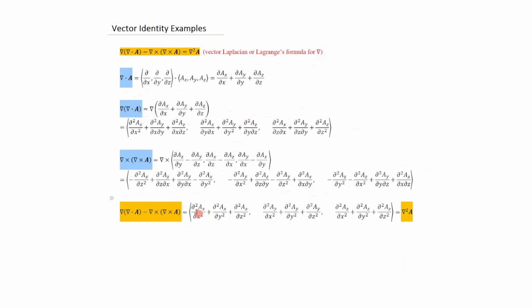And you'll notice here, this is just treating Ax as a scalar function, so this is the Laplacian operator operating on Ax, this is the Laplacian operator operating on Ay, and this is the Laplacian operator operating on Az, but this is a vector. Okay, so this is what we call the vector Laplacian.